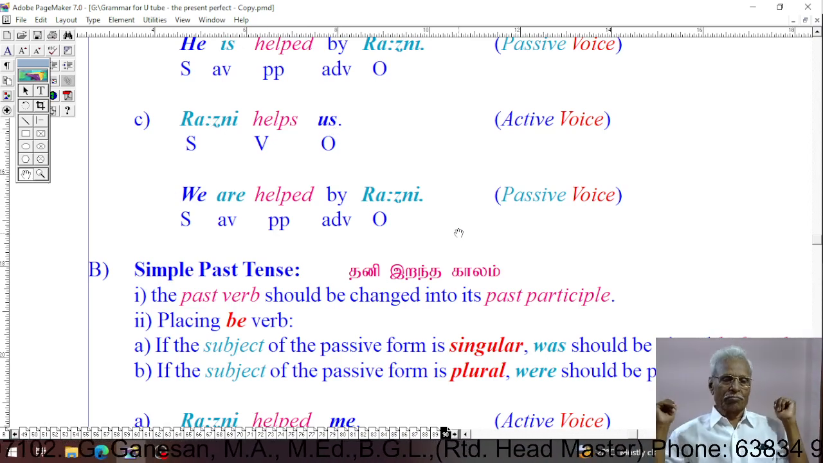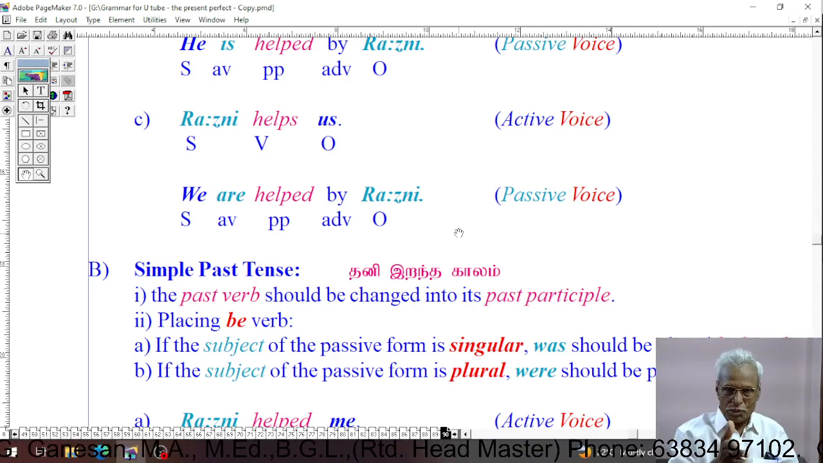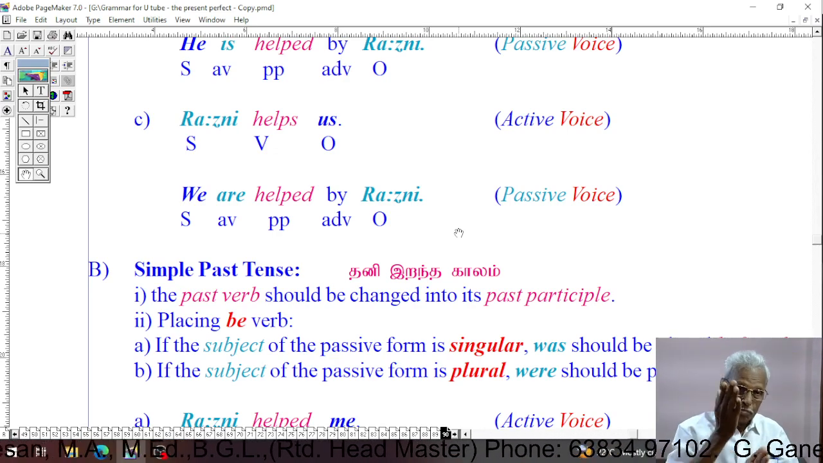These are the rules regarding simple present tense.